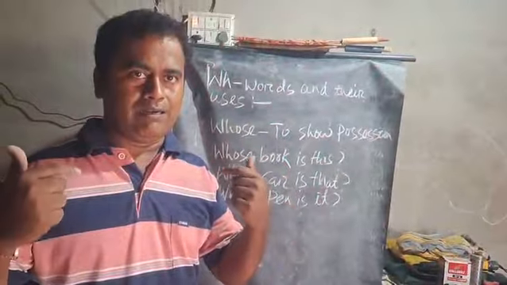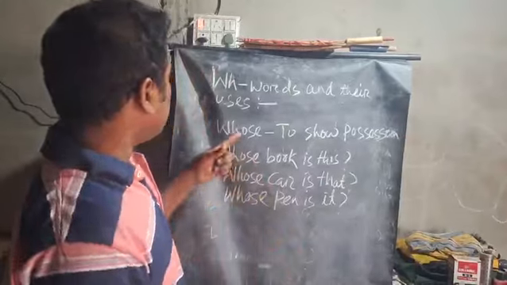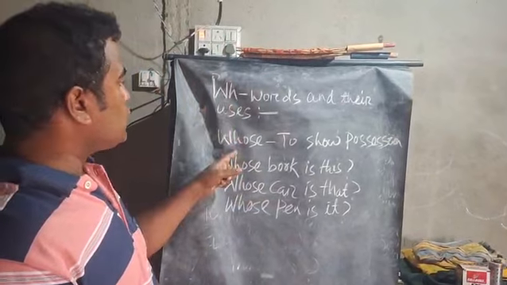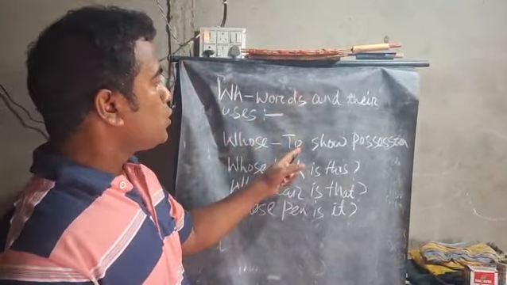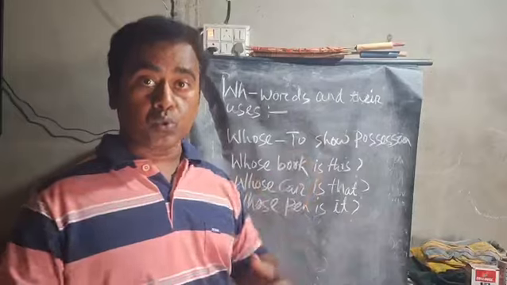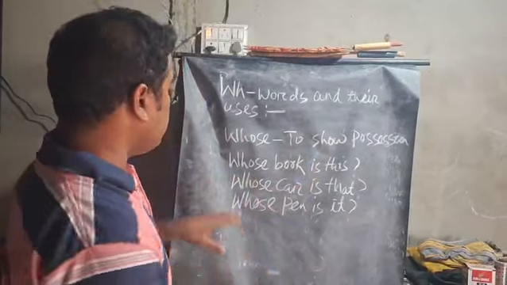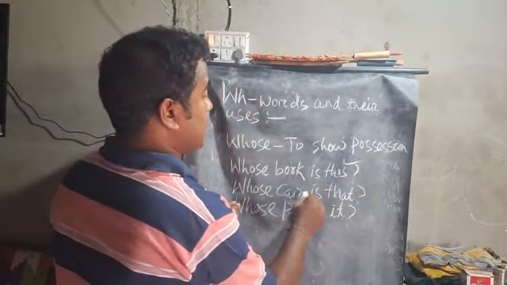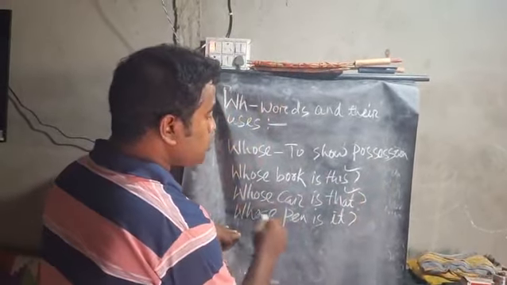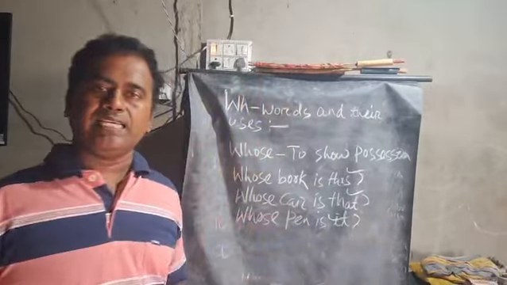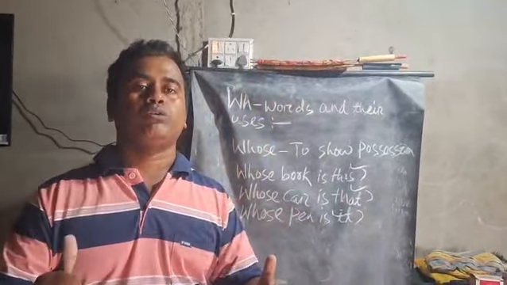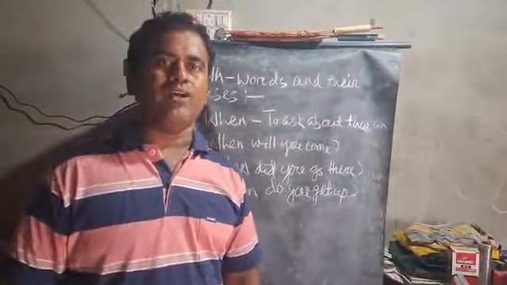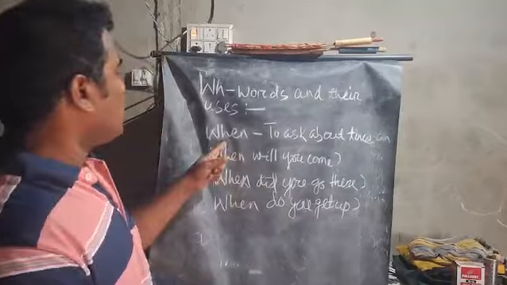Let's discuss more about whose. Particularly, the WH word whose is used to show possession. Suppose for an example, whose book is this? Whose car is that? Whose pen is it? Like this we use whose, the WH word whose. Clear?